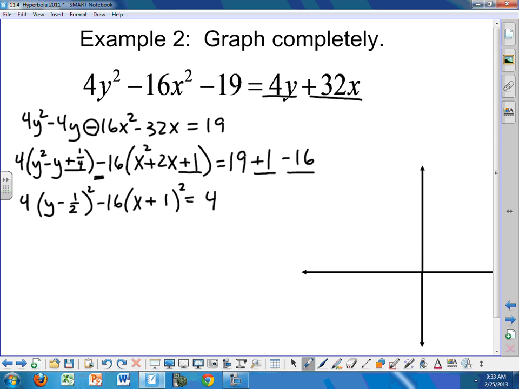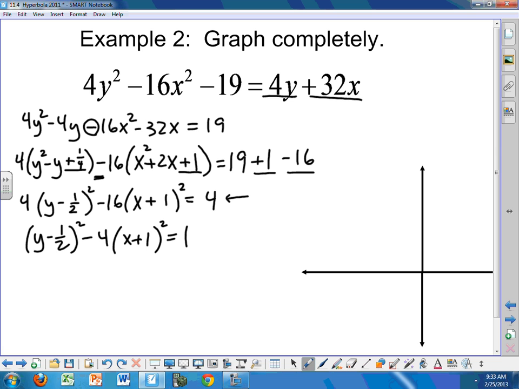Okay, so that is the beginnings of our standard form. Finally, we'd like to generate a 1 on that right-hand side. So I'm going to divide everything by 4, and if I do that, I get y minus a half squared minus 4 times x plus 1 squared equals 1. And I've got my problem set up in standard form.